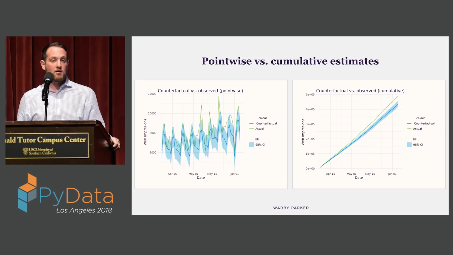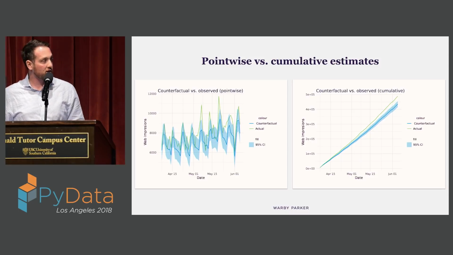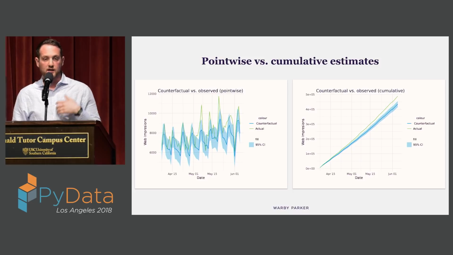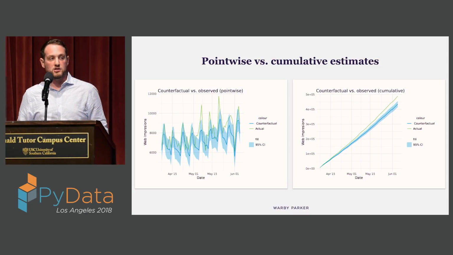But you actually get more power when you look cumulatively, because intuitively a small lift on any particular day could easily be a fluke. But if you see that same small lift every day over a long period of time, it becomes less and less likely that it's a coincidence. What you can see in the cumulative view on the right is that pretty quickly the counterfactual diverges from the actual observed values, and they move outside of the margin of error.